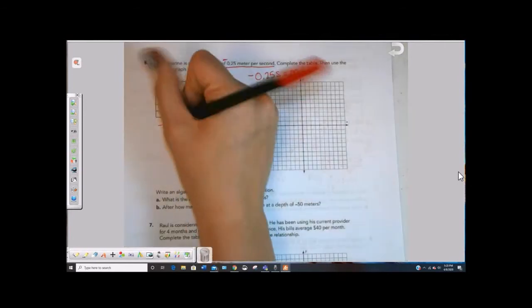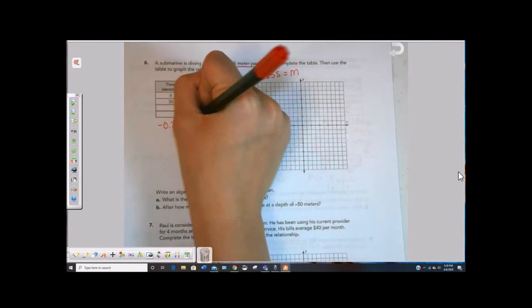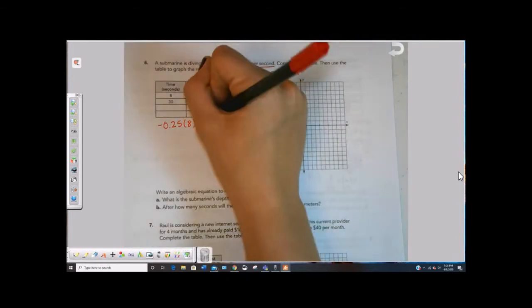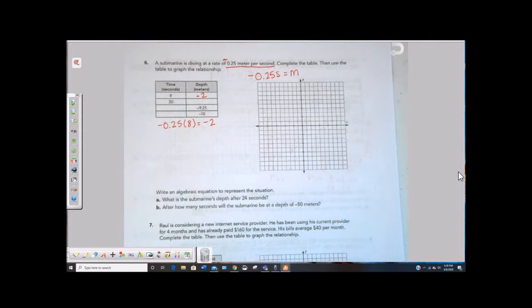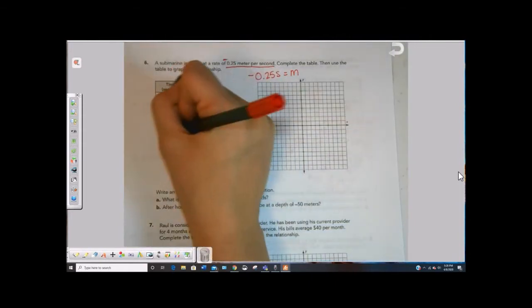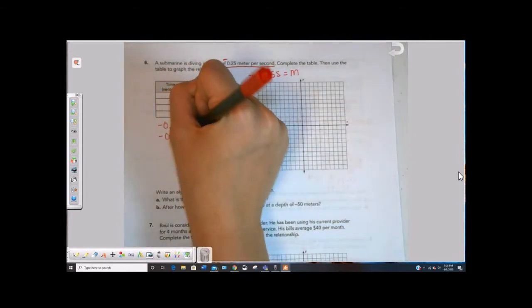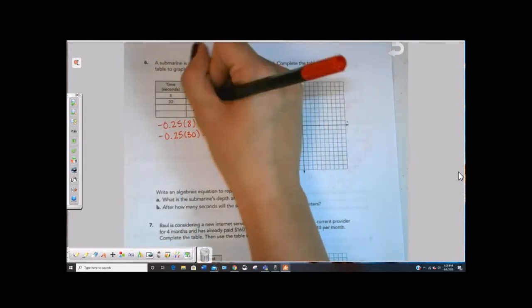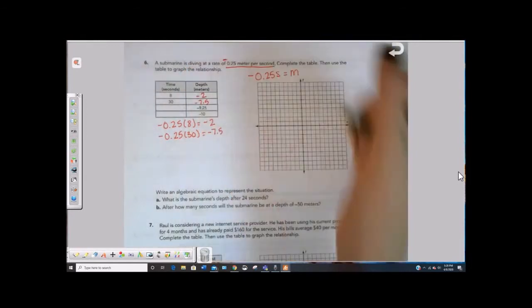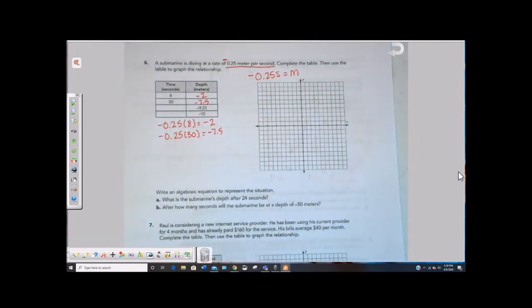Putting in seconds first, I'll just take negative 0.25 times 8. When you do that, you get negative 2, so it is negative 2 meters. In 30 seconds, it is negative 7.5 meters.